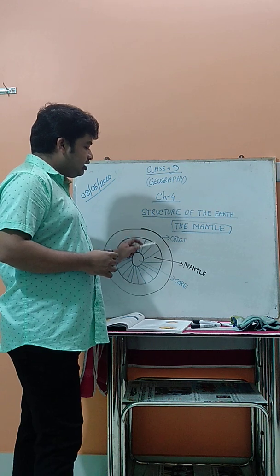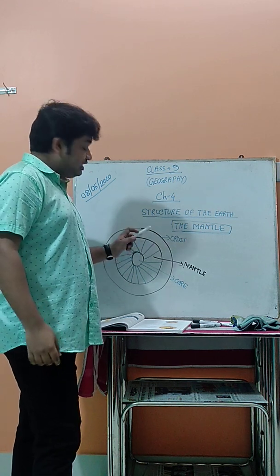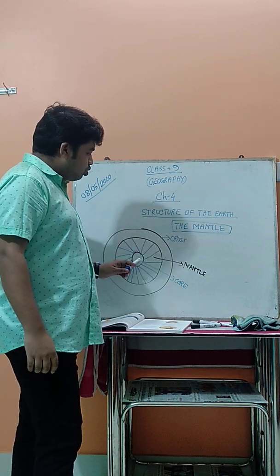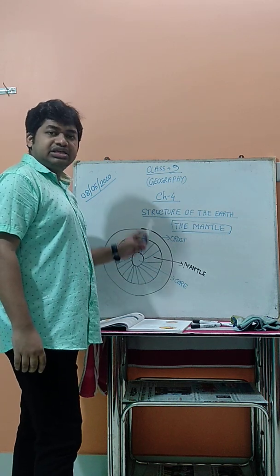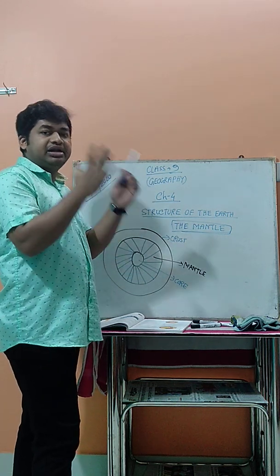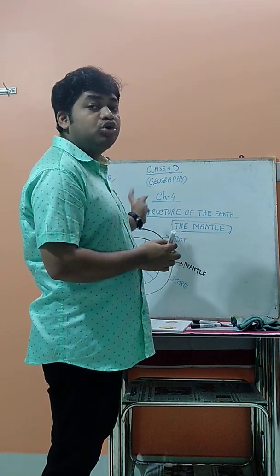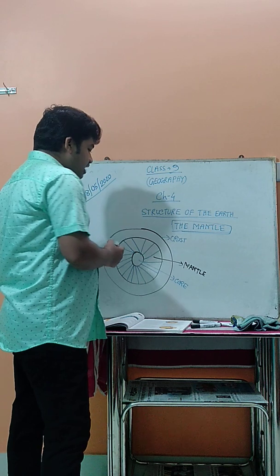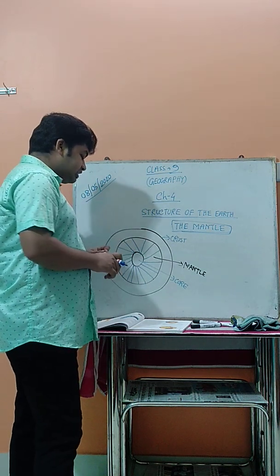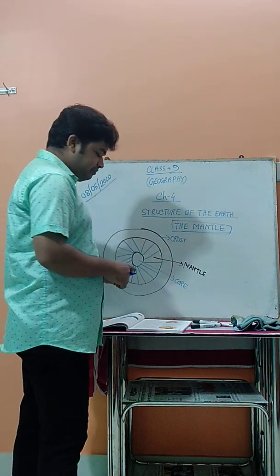The mantle is the second layer after the Earth's crust, and this layer is located between the core and the crust. This mantle layer is the middle layer, located between the Earth's crust and the Earth's core. So between this portion.